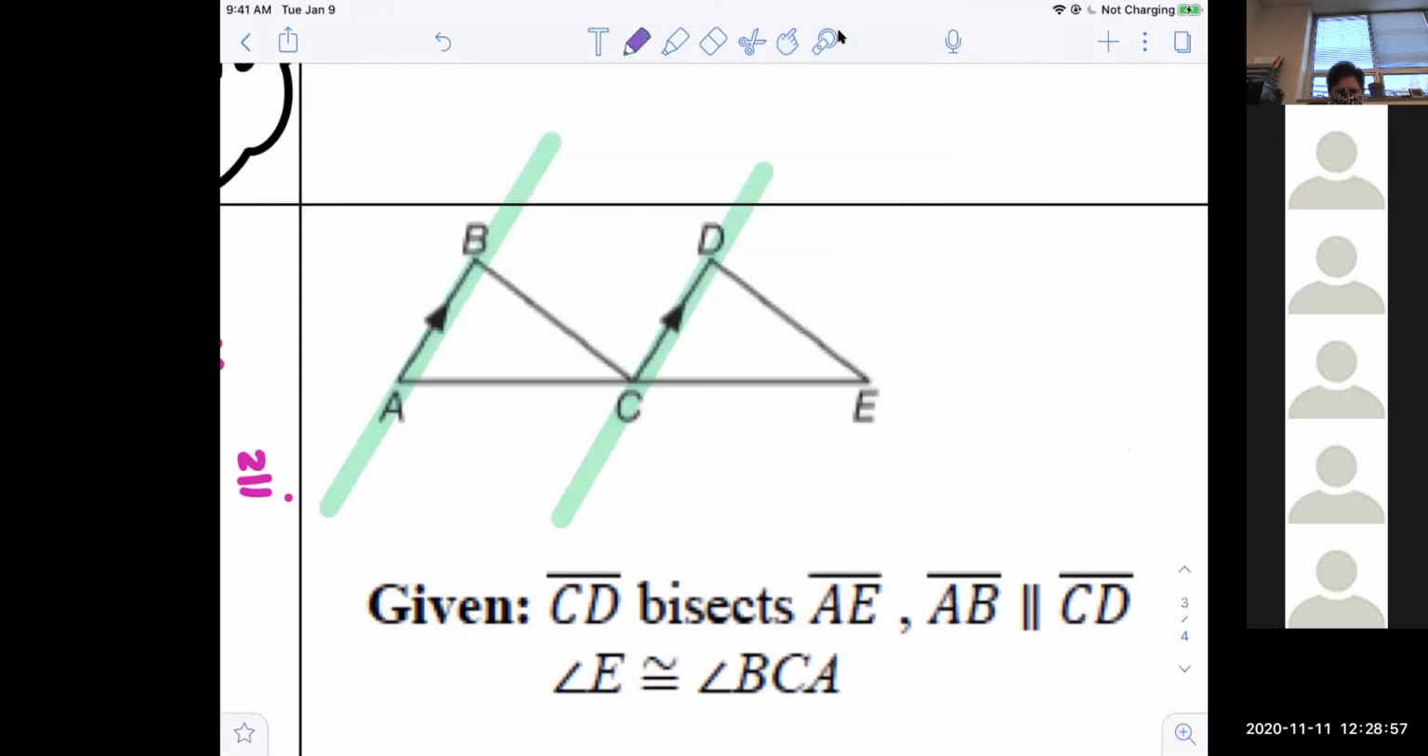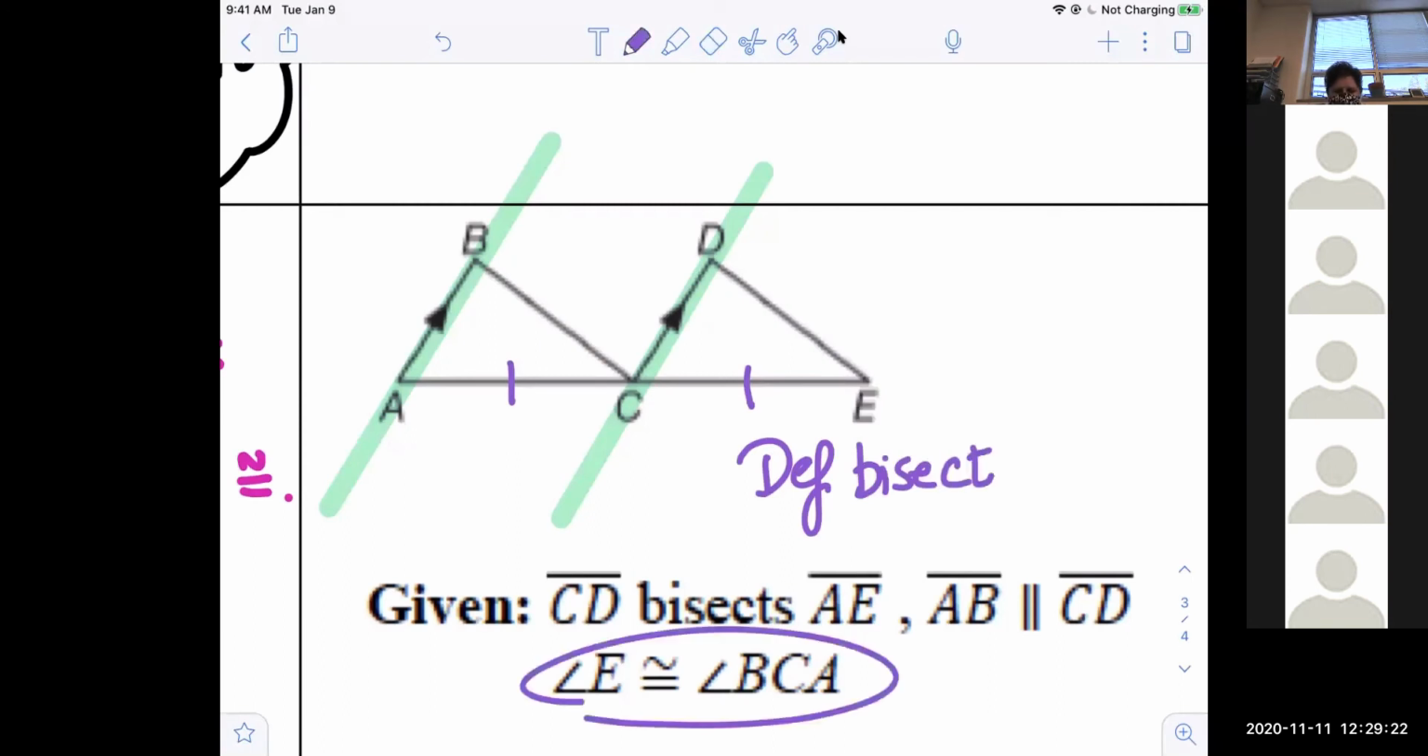AC and CE are congruent, okay? And the reason for that is definition of segment bisector. You can say bisect, bisector, bisects, whatever you want to say, definition of bisect, or segment bisector. Okay, and then you were also given that angle E is congruent to angle BCA. So angle E here and angle BCA there.